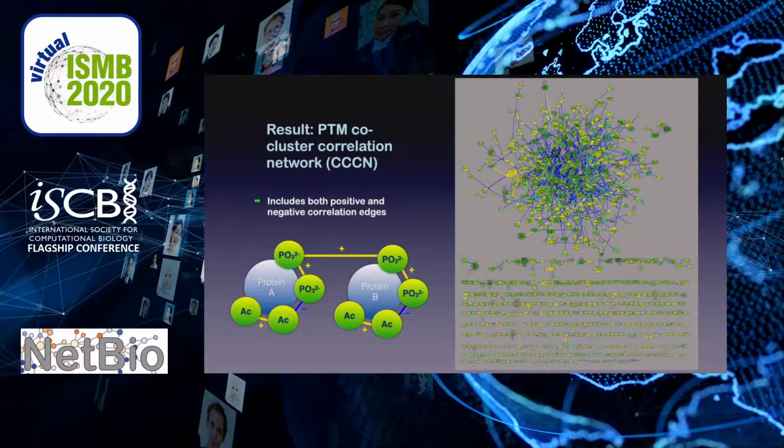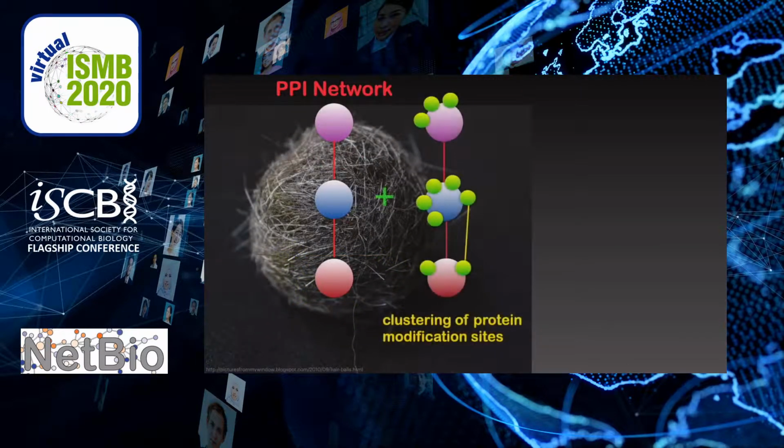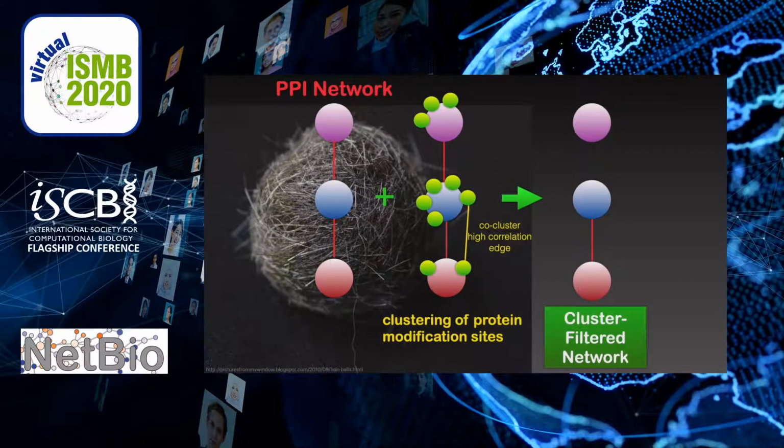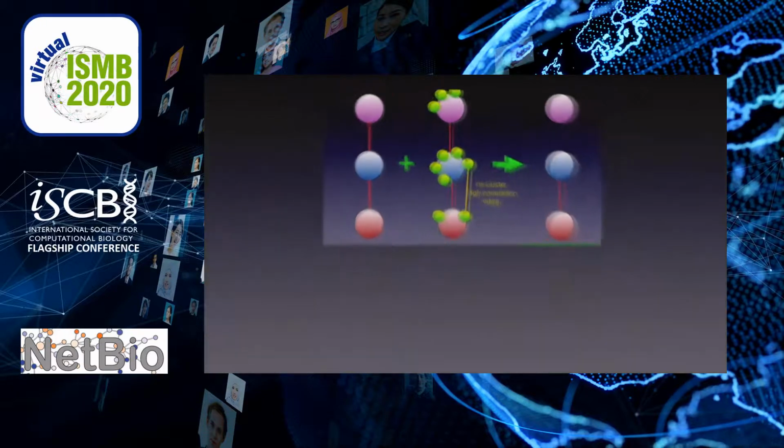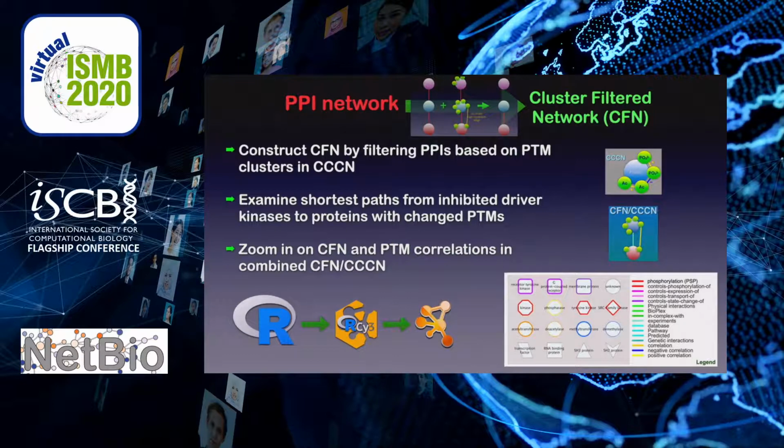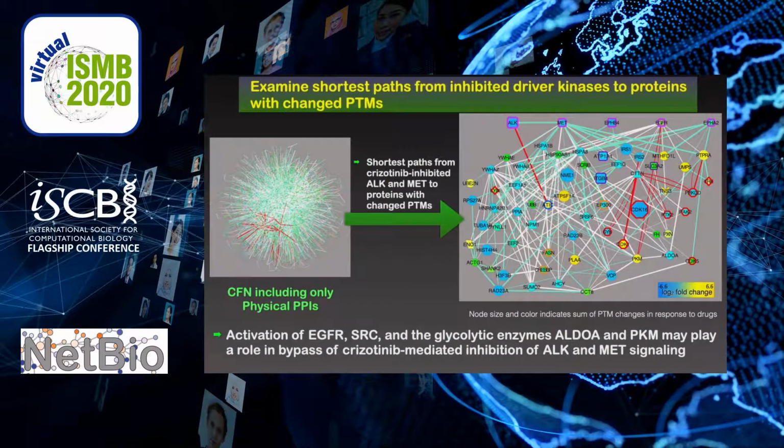The result is what we call a co-cluster correlation network of PTMs that includes correlation relationships that are both positive in yellow and negative in blue. Protein-protein interaction networks can be thought of as a hairball. We simplify the hairball by retaining protein interaction edges only when their PTMs co-cluster. Thus, we have what we call a cluster-filtered network, which is useful for examining pathways. We graph these things in Cytoscape.